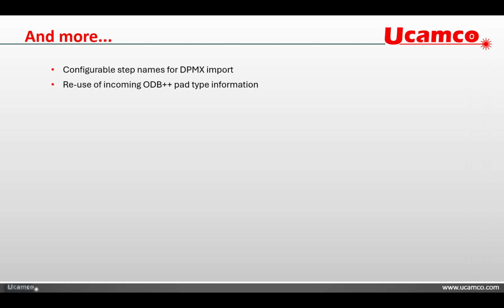There is something for reusing the incoming ODB path type information. As you may know, ODB objects, flashes, can have a limited number of path designations. So there is information, or there can be information in the ODB which says this is an SMD path.